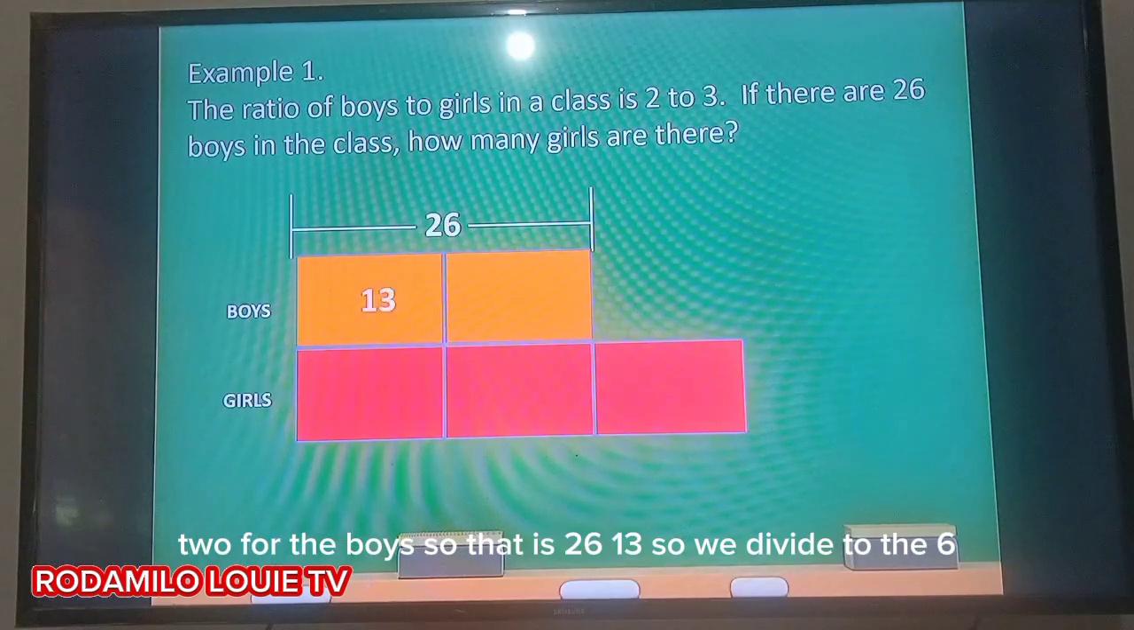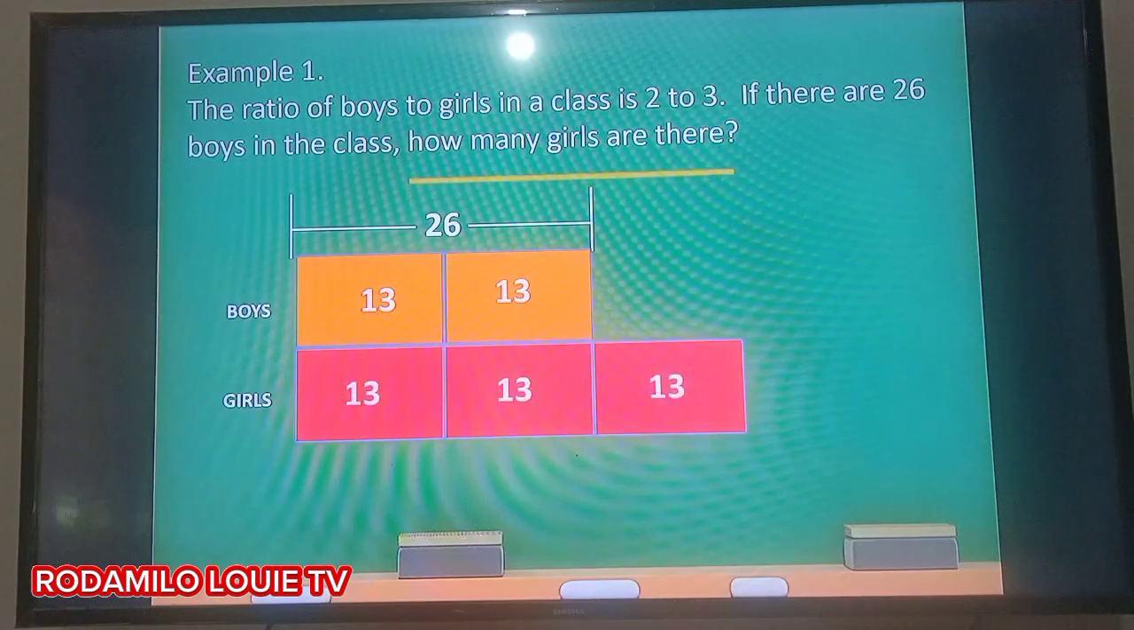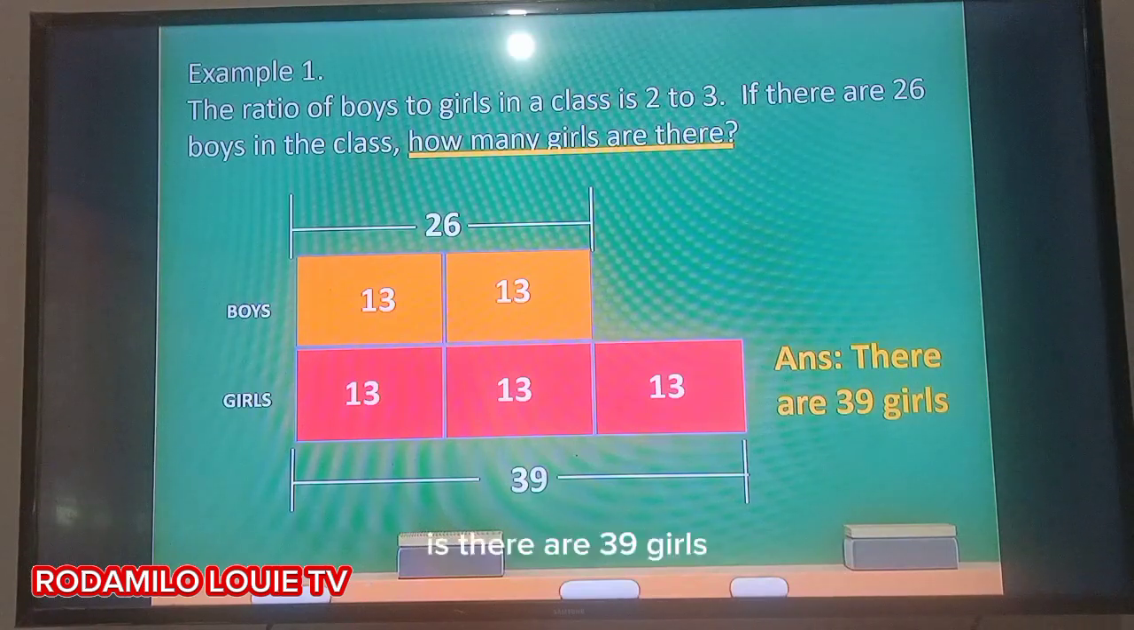So we divide 26 by 2. So 13 plus 13 is 26, and we divide 26 into 3. So there are 39 girls. So the answer is there are 39 girls.